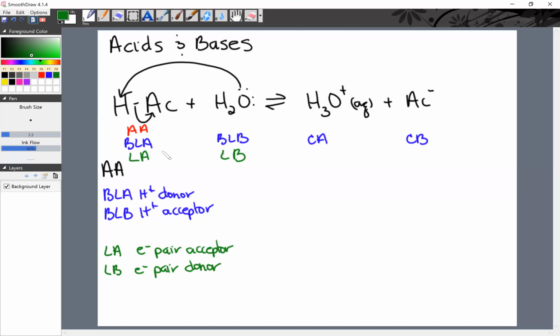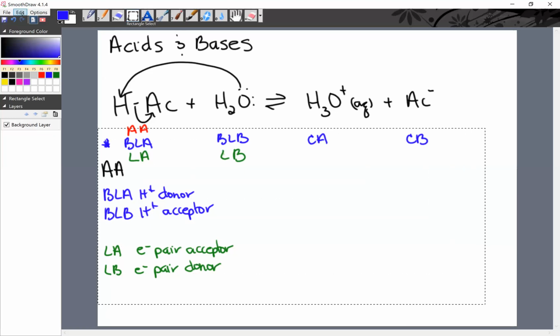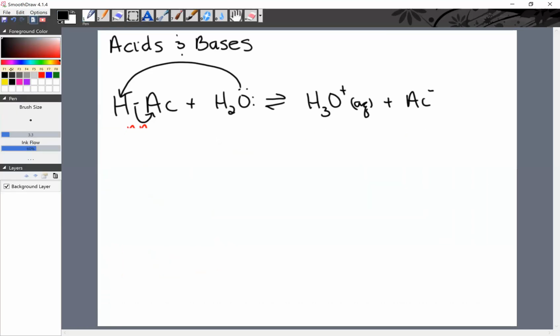So again, all the definitions have their purpose, but we're going to be using the Bronsted-Lowry. Later on, we will switch over to the Lewis acid and Lewis base. But for right now, let's delete the bottom part. We have a balanced chemical equation. I just want to show you that we can still put it into an equilibrium expression.